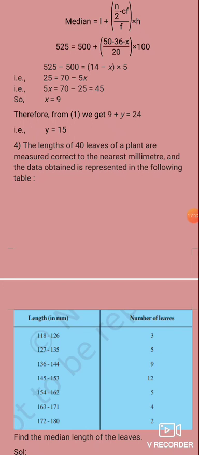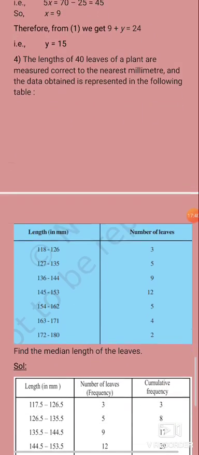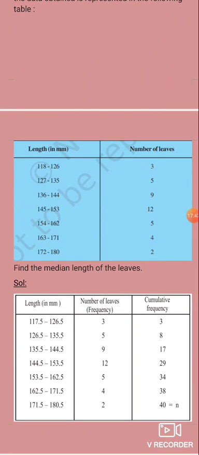So how do we change that into a continuous class? Subtract 0.5 from the lower limit and add 0.5 to the upper limit. So when we consider the first class interval, it is 117.5 to 126.5, then 126.5 to 135.5, like that. So the table is in this way, and you need to find the value of the median using the equation. Clear?